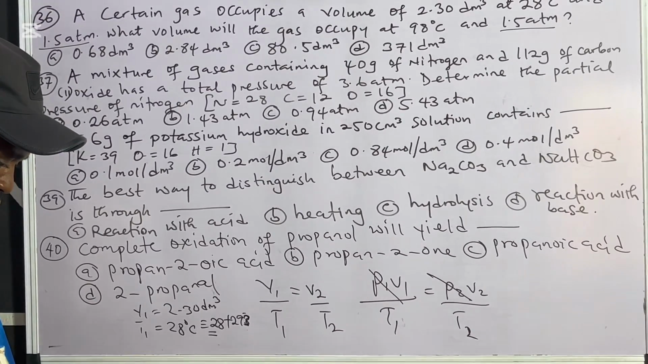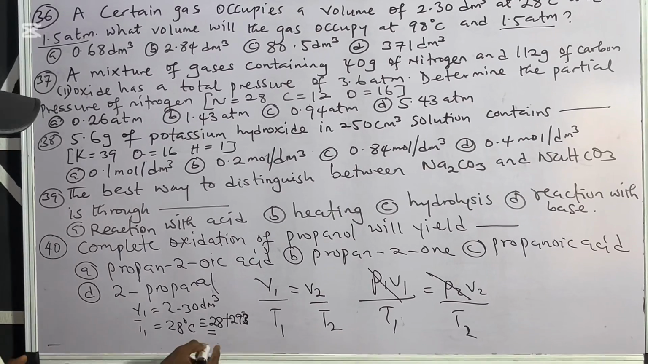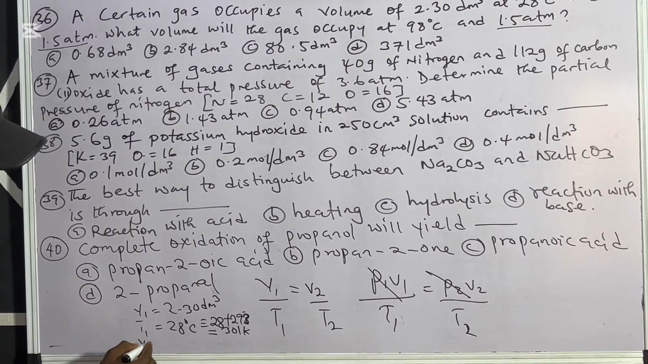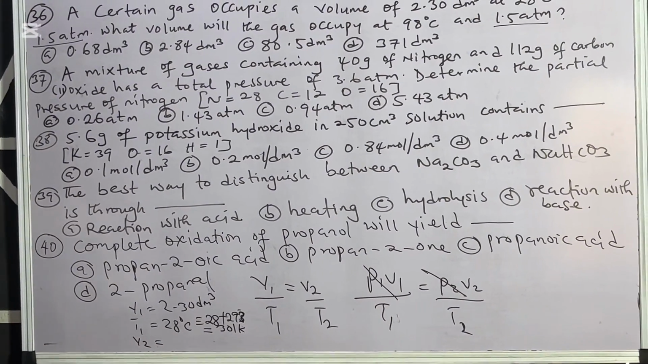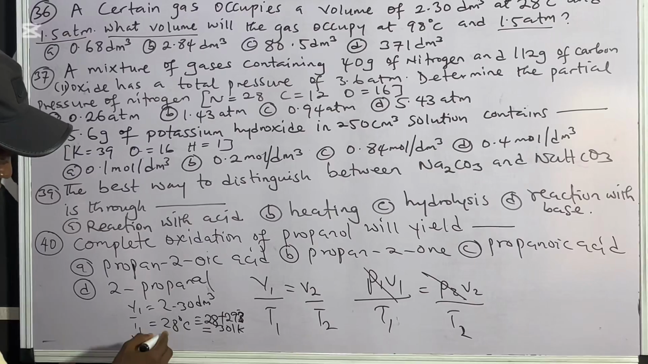28 plus 273, that's 301. So 301 Kelvin. Then what about our V2? Our V2 is what we were told to find. What volume? So V2 is unknown.